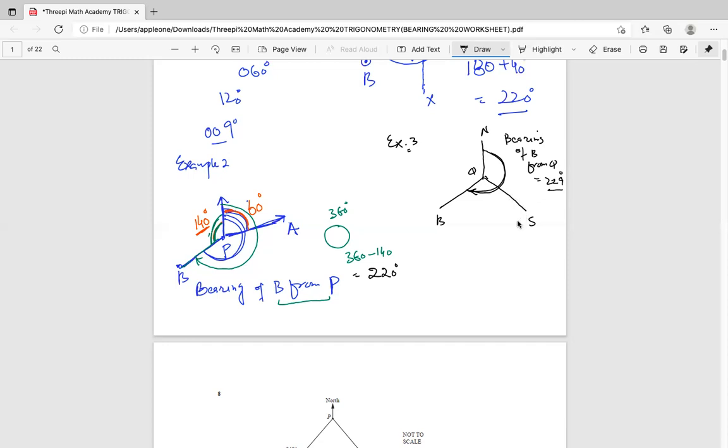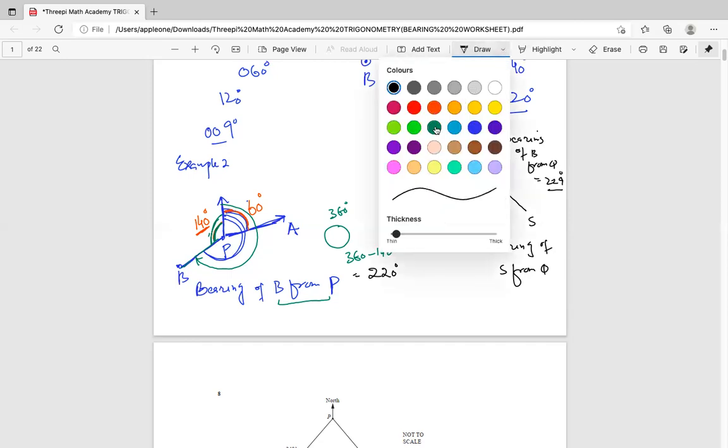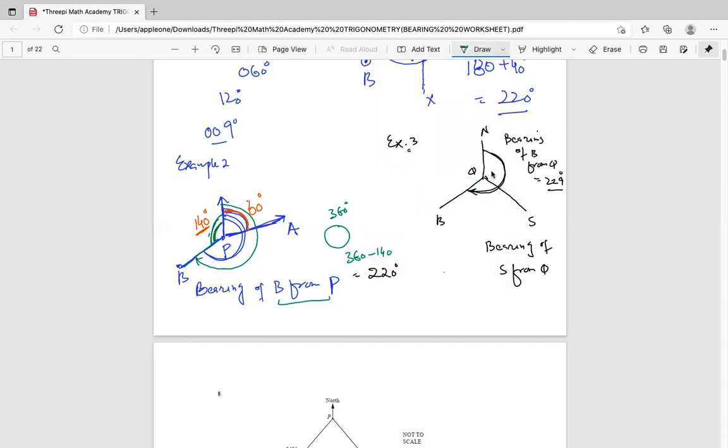Then they say bearing of S from Q. So that's the bearing. See here, I'm changing the color so that you can differentiate both the bearings. S from Q is this one, which is, let's say we take this angle, 121 degrees.